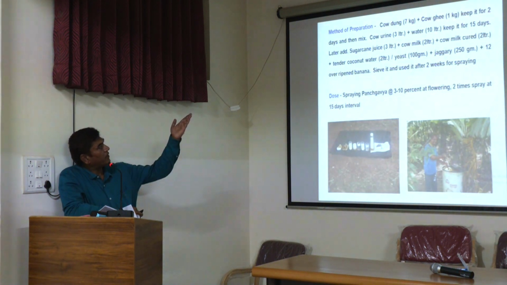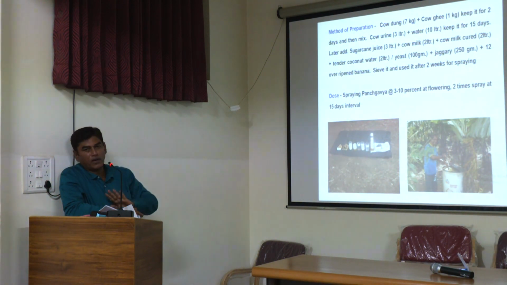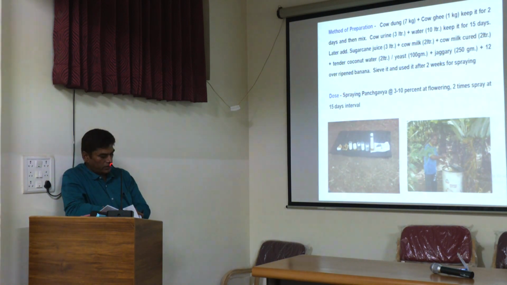It requires so many ingredients, cow dung, cow ghee. Our farmers do not have the patience to prepare this. So Panchagavya is sprayed at a dose of 3 to 10% based on the crop. At flowering, we have to spray 2 times at a 15 day interval.